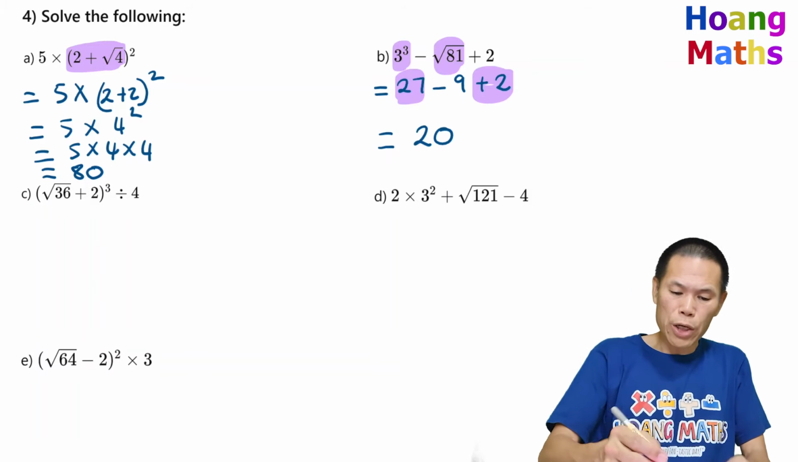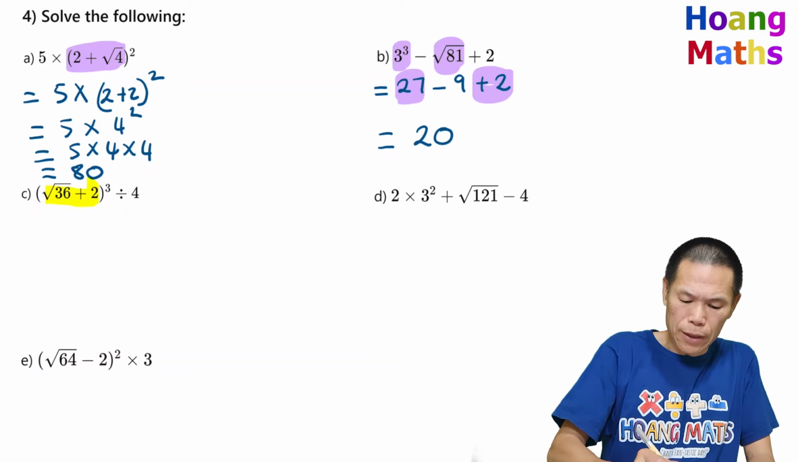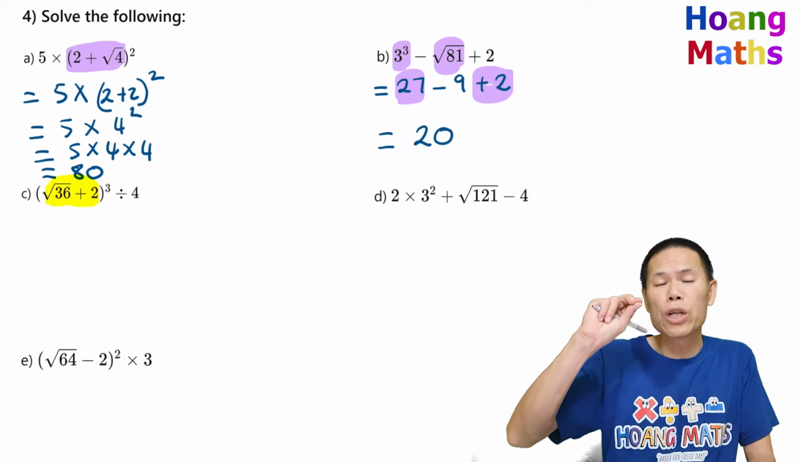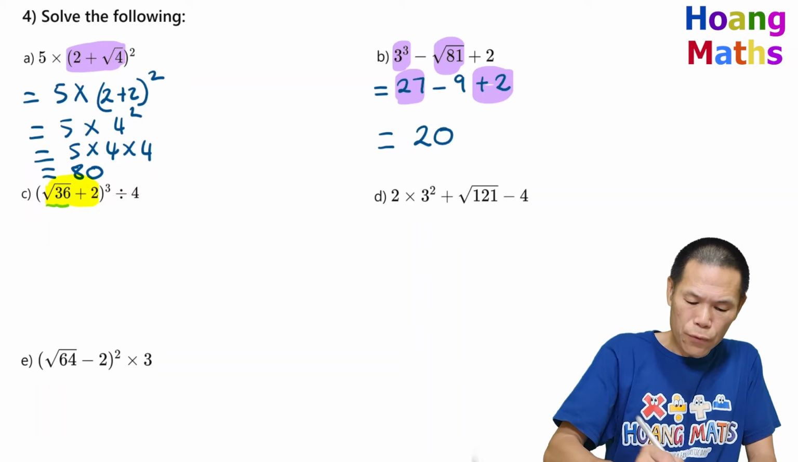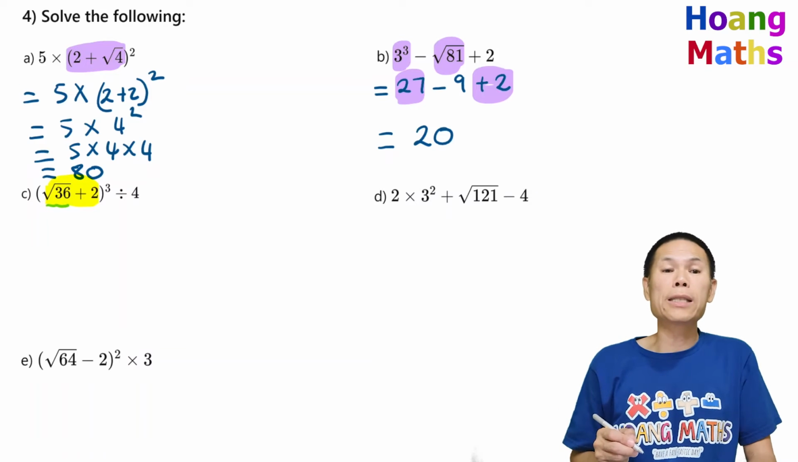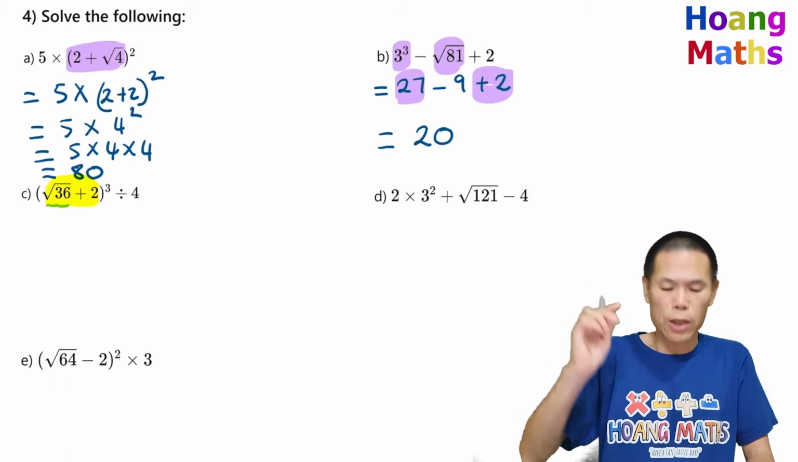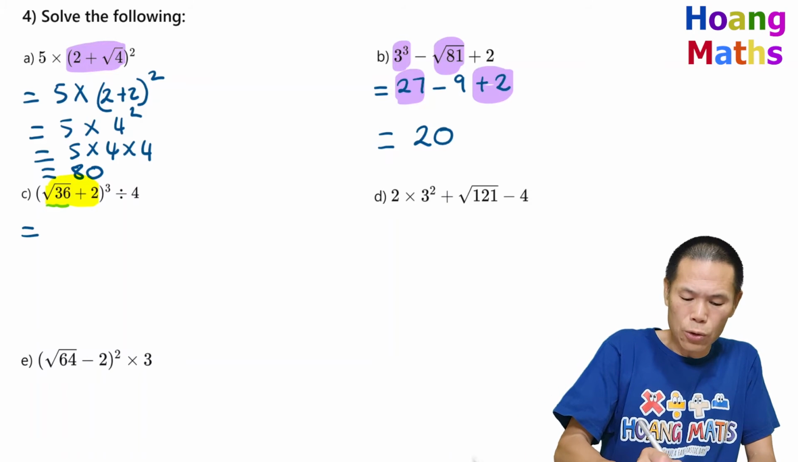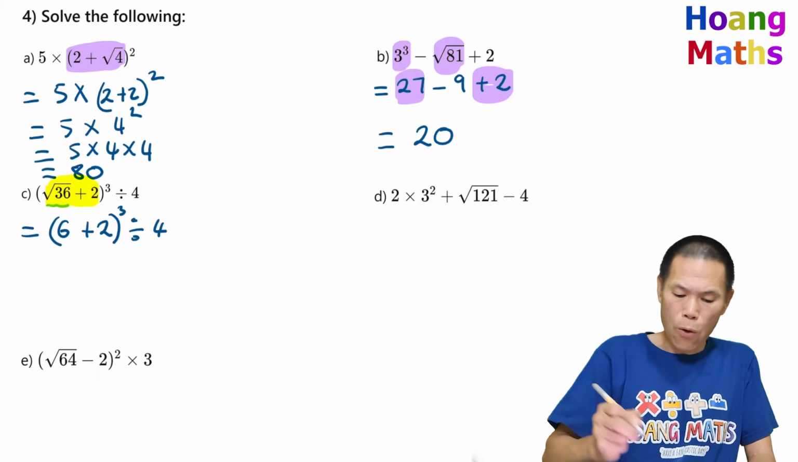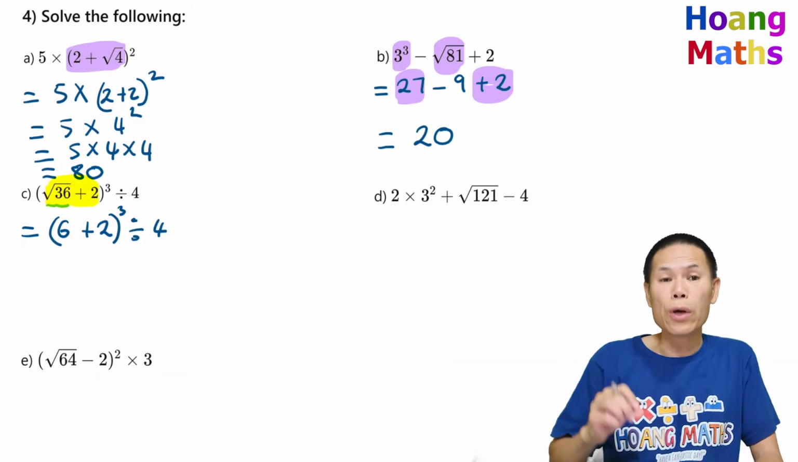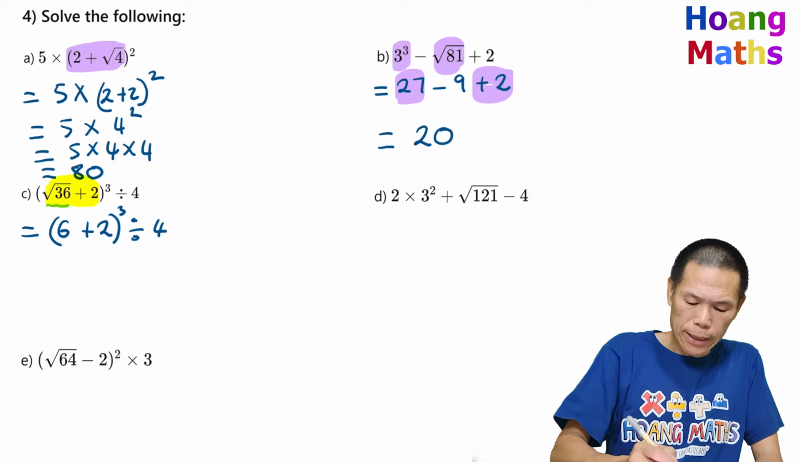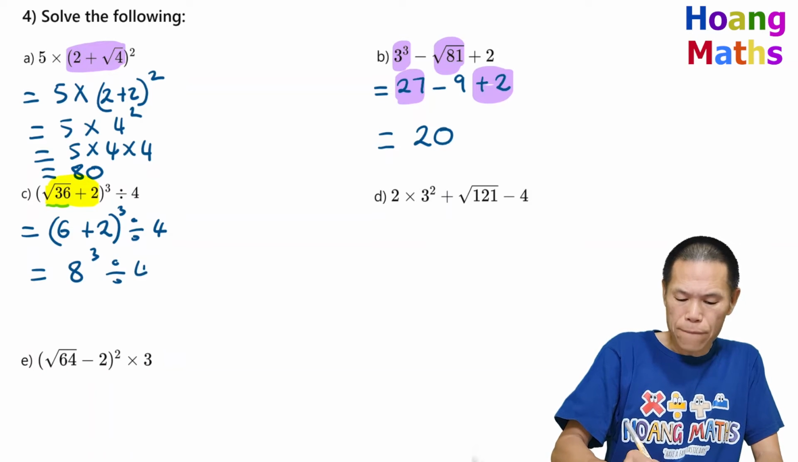Part C, we need to work out inside the bracket first. Inside the brackets, we need to work out square root of 36 first. And square root of 36 is 6 because 6 times 6 is 36. So that is equal to 6 plus 2 inside the bracket, cubed, divided by 4. And we know that 6 plus 2 is 8. So the answer is like this: 8 power 3 divided by 4.